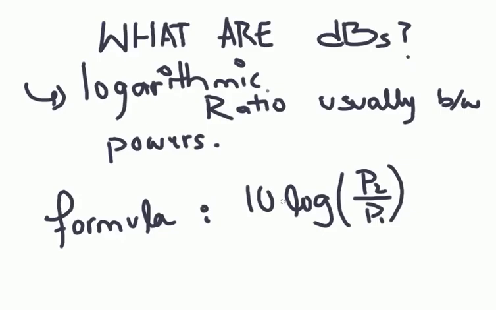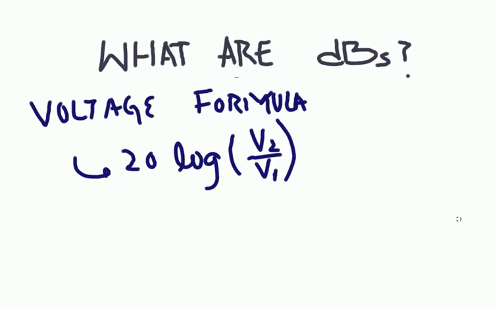So what are dBs? dB stands for decibel. A decibel is a logarithmic ratio between powers, and its formula is given by 10 log of P2 divided by P1. The voltage formula for calculating decibel value is slightly different. Instead of 10 log, we have 20 log of the ratio.